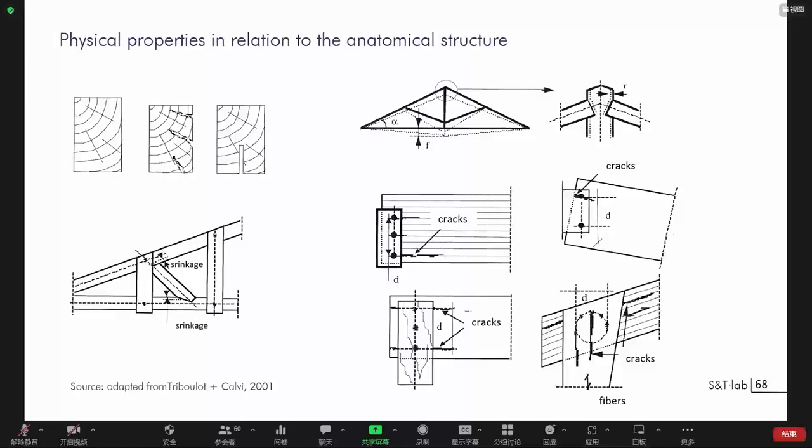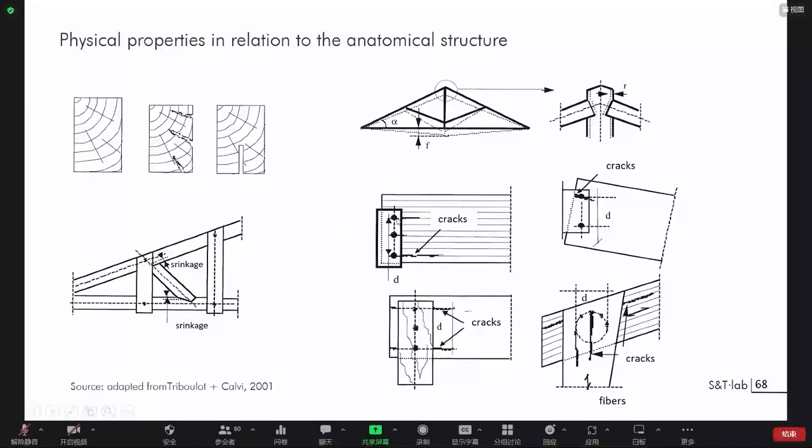And of course, if we have a timber-to-timber connection, this change of dimension will change the contact between the several elements and could drive the forces transmitted in the timber to be very different, attracting some force in some members instead of other timber.